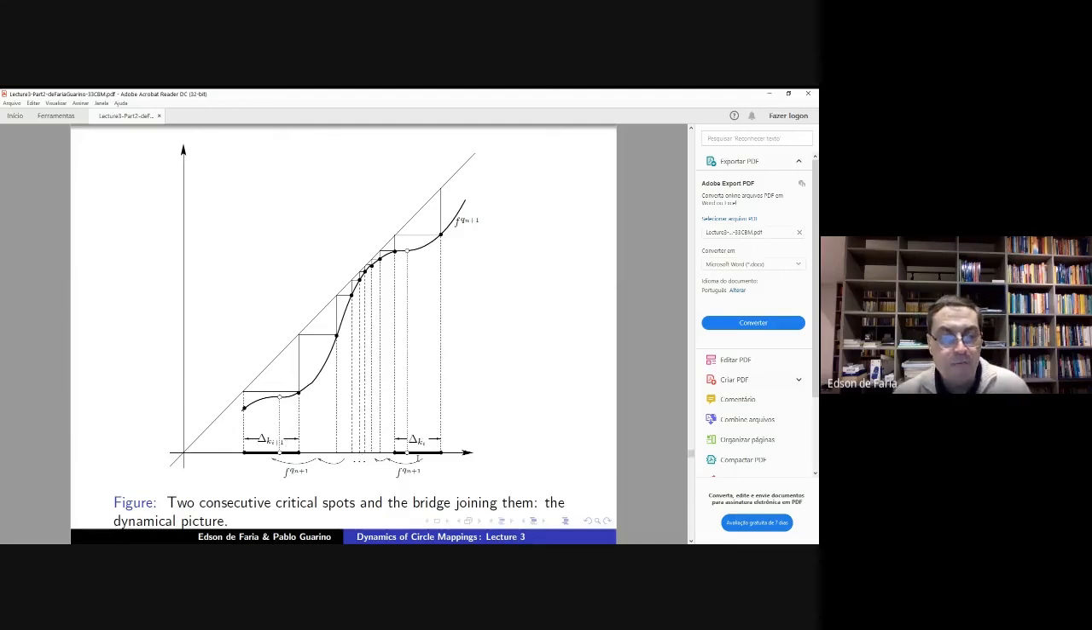So in between them, you have a bridge. And the geometry in the middle of the bridge is controlled by Yoccoz's inequality. You see, these intervals are decreasing in size until they get to the middle, where there is almost a tangency with the diagonal. And then they start increasing again, okay? So this is the picture.